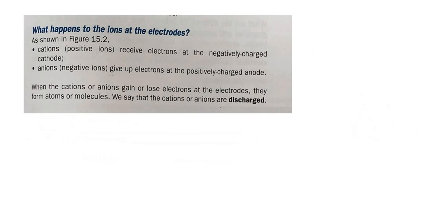So in the next video I'm going to talk about, just now we have discussed what happens to the ions. So the cation, which is the positive ion, receives the electron at the negatively charged electrode, which is the cathode. So see the linkage: cathode, cation. Cathode is a negative electrode, so it will pull the positive ions, right? And what will happen? It will become the atomic form, so that is called discharge. So now it will be no longer in ionic form.